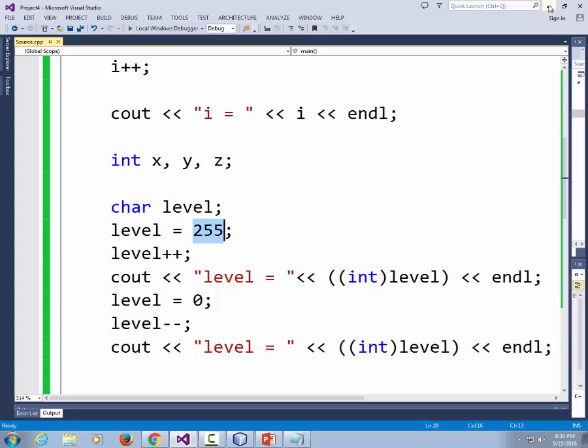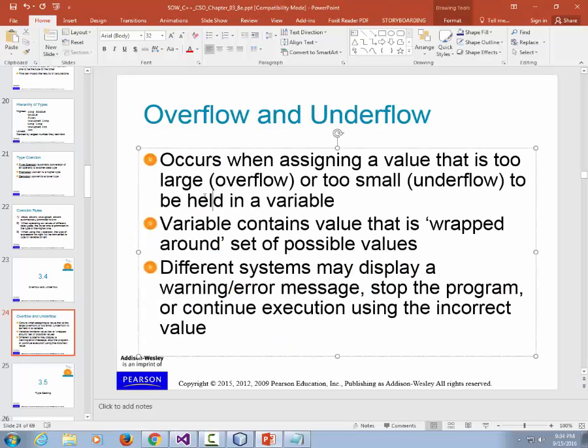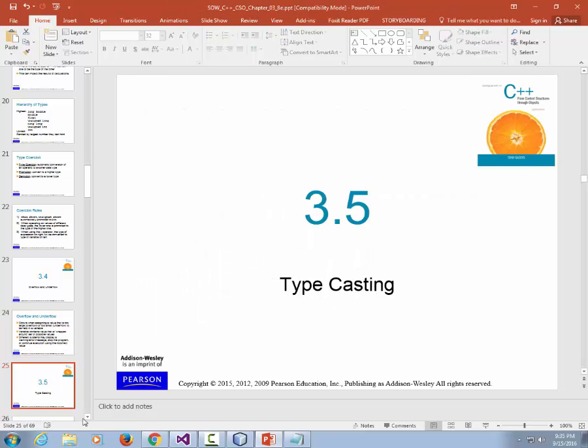All right, I'm hoping that the text has a better example of underflow. So overflow occurs when you're assigning a value too large or too small to be held in a variable. The variable contains values that are wrapped around. We wrapped around from 255 to 0. Different systems might display a warning message, they might display an error message, they might stop the program, they might continue execution using the incorrect value, which is what Pac-Man did. It tried to draw level 0, and there was no level 0 in its ROM, so it messed up. Typecasting.